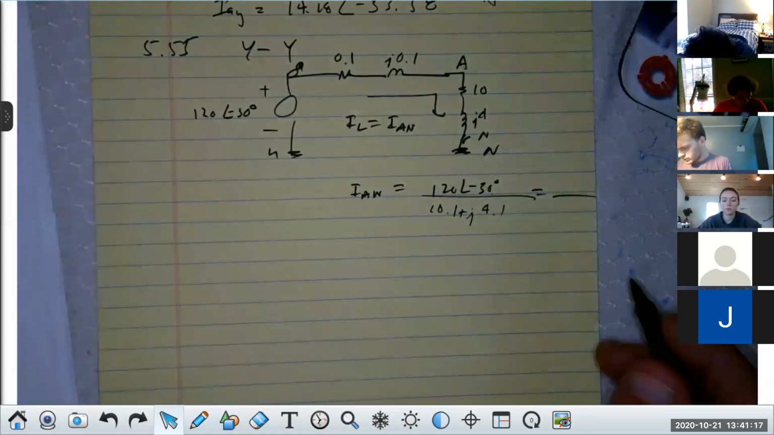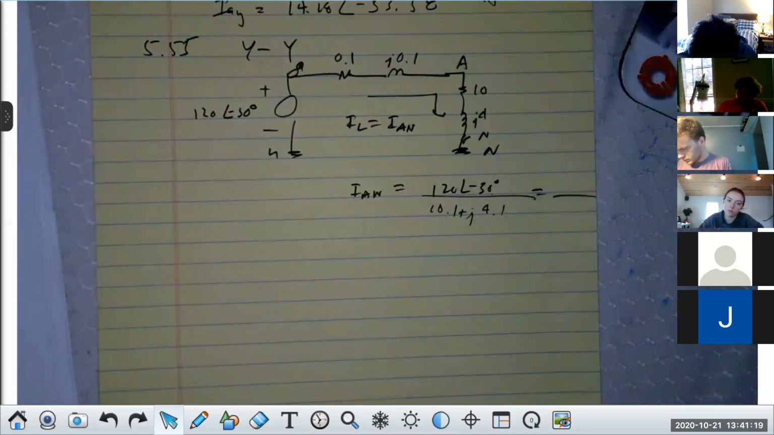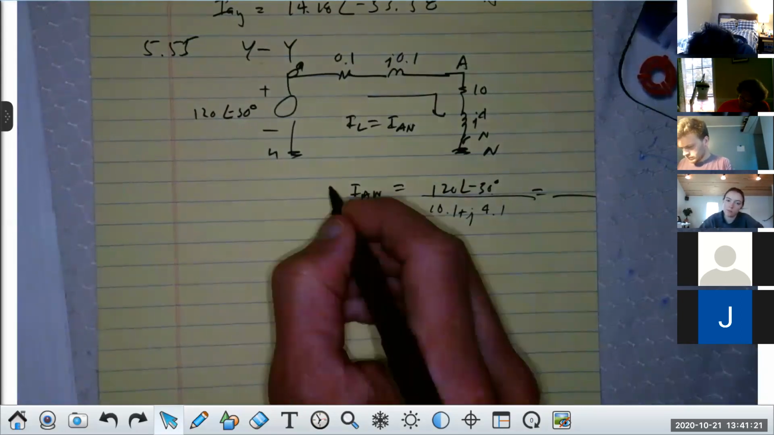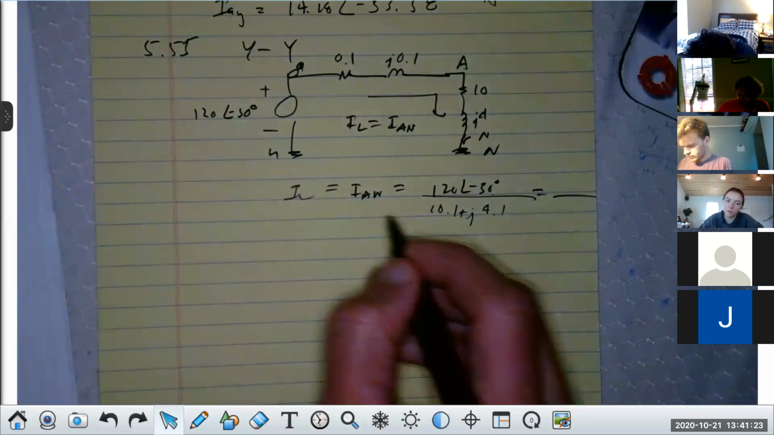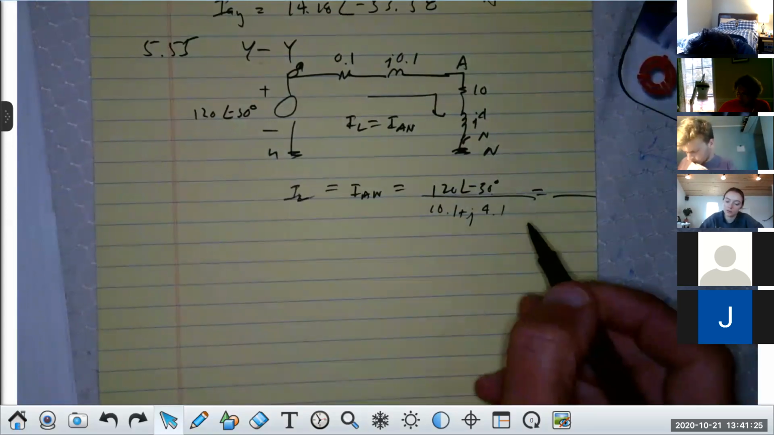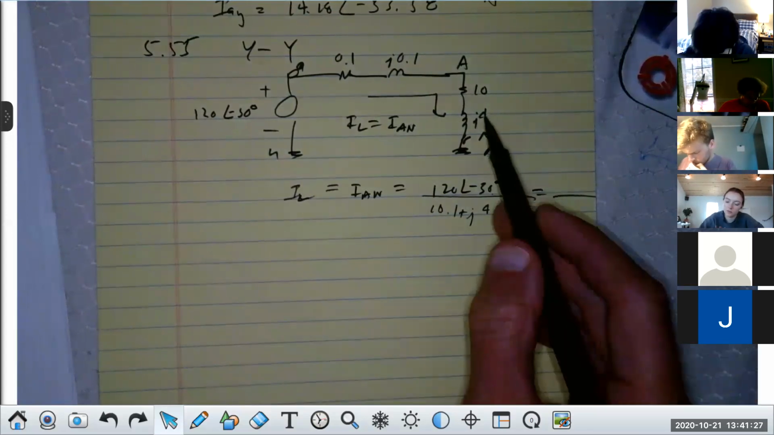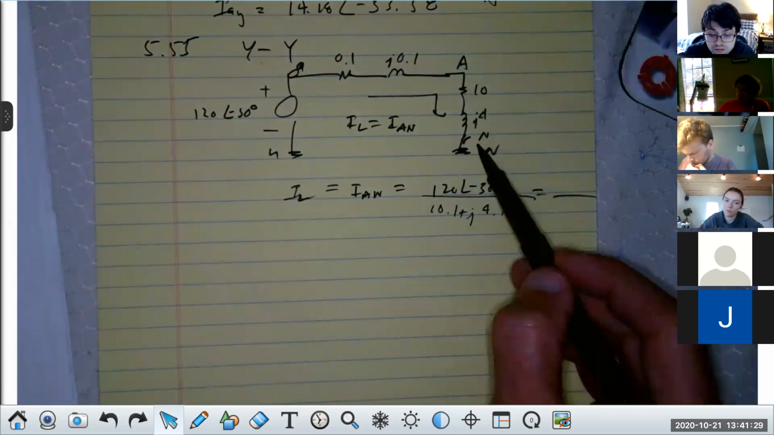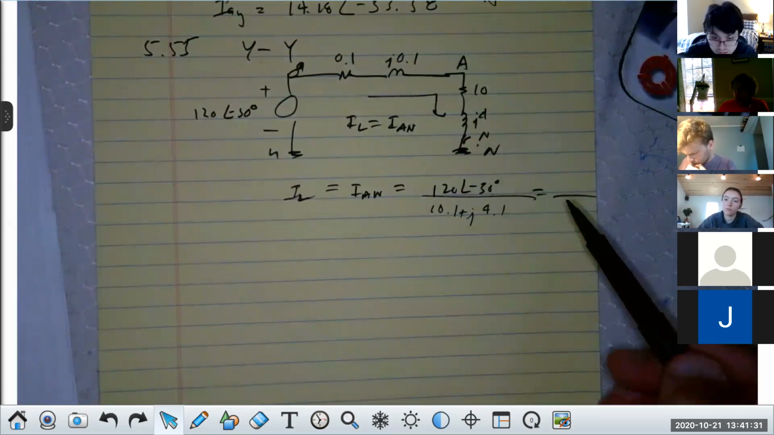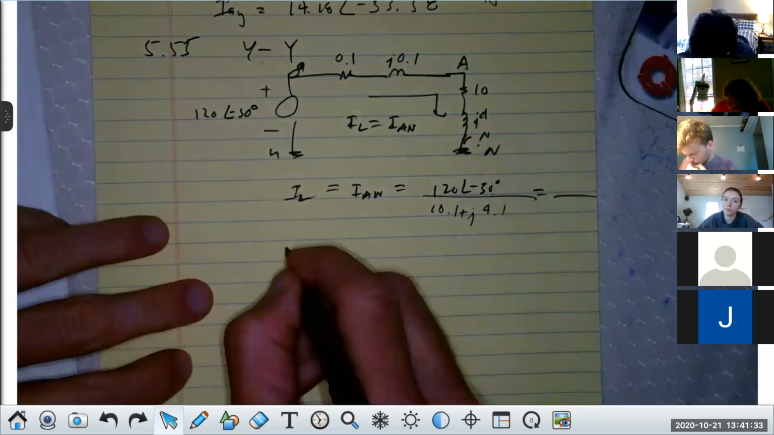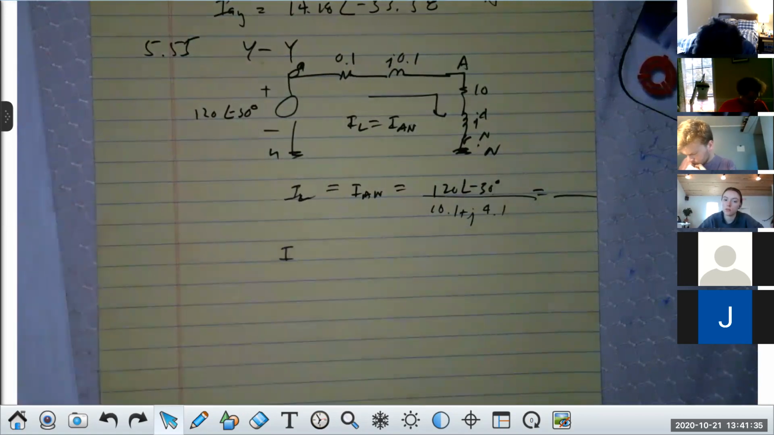Once we have that, I'm looking at what they want. They want the currents. We've got this, which is the line current, and we now have the actual load current because the load is in the Y configuration, right? We've got two of the three, but listen, they want I_AB.